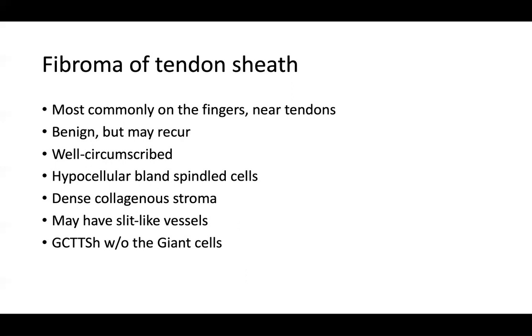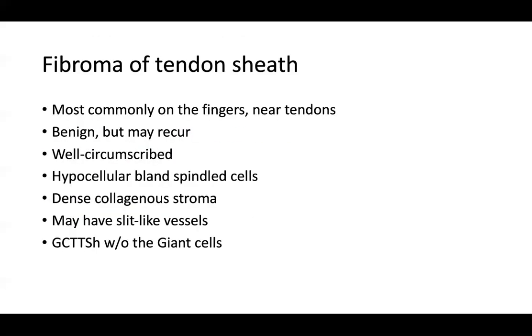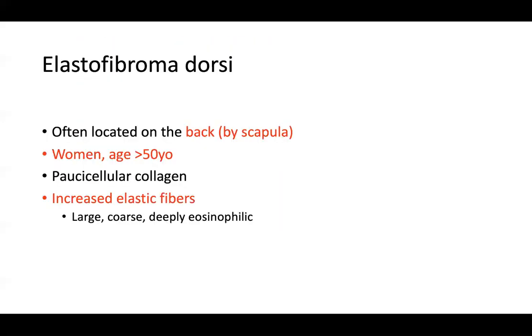And so it's probably related to a giant cell tumor of tendon sheath. But again, no giant cells, but it's still got that fibroma look to it. You can see some areas where it looks pretty hypocellular. You can see some areas where it looks like you've got dense collagenous hyalinized stroma. And clinically, it would be connected to the tendon. So that's where you get your fibroma of the tendon sheath.